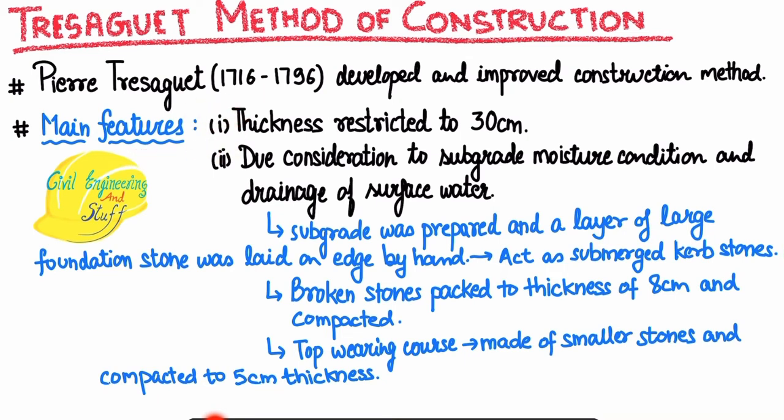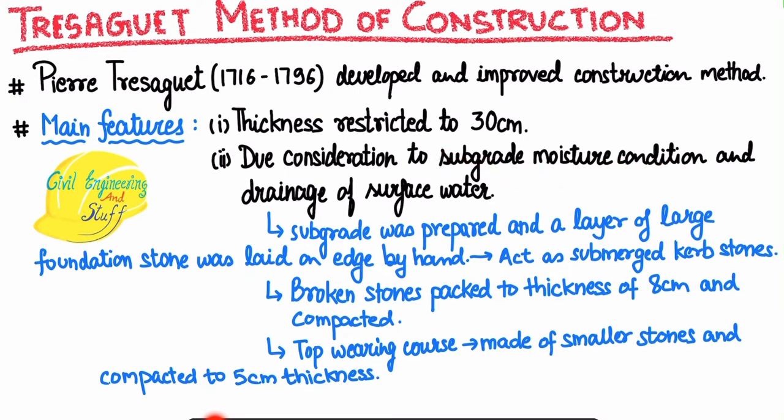The first was that the thickness of the pavement was restricted to 30 centimeters only. Whereas in the Roman roads, only the foundation covered that much thickness. The overall thickness varied from 0.7 to 1.2 meters. While in this method of construction, the thickness was restricted to only 30 centimeters. And this construction method proposed by Pierre Trésaguet gave due consideration to the subgrade moisture conditions.